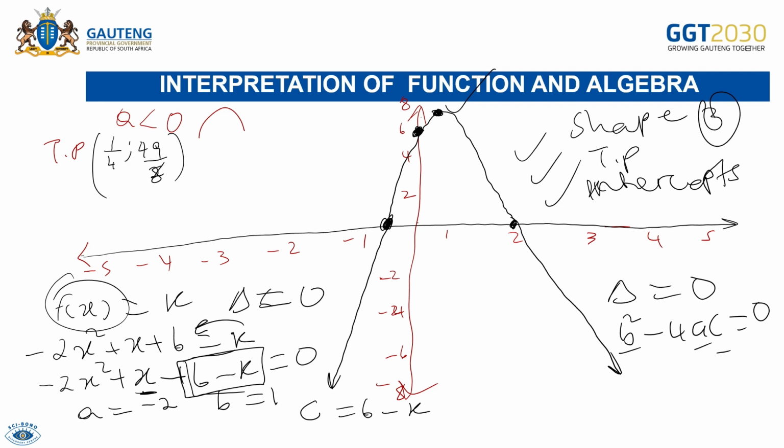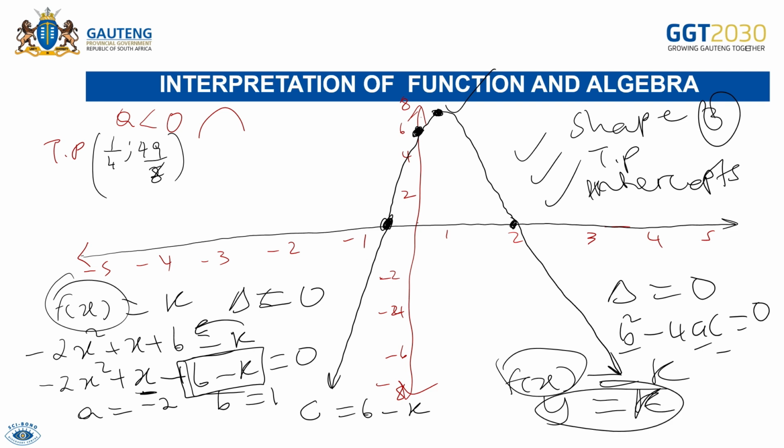So for this graph to have equal roots, it's where we said f of x equals k, right? So f of x, you know that it's y. So y equals k. For this graph and this graph of f of x to have equal roots, it means where they intersect each other, they should have equal roots.